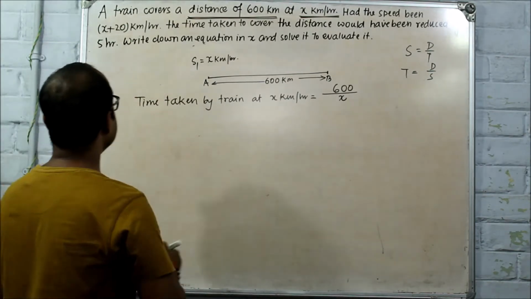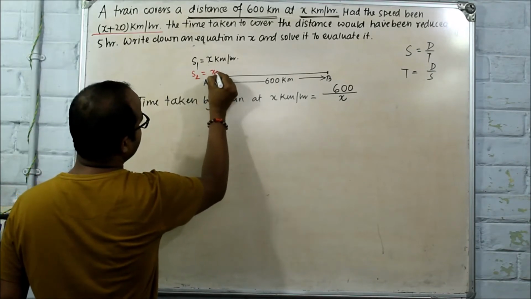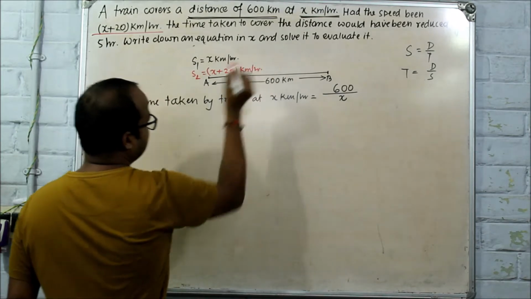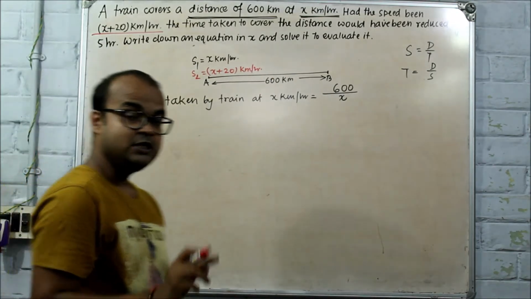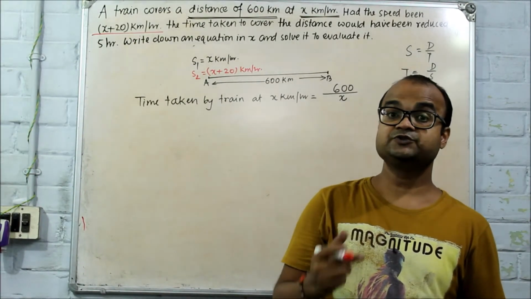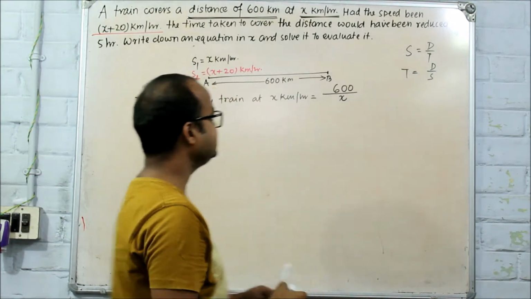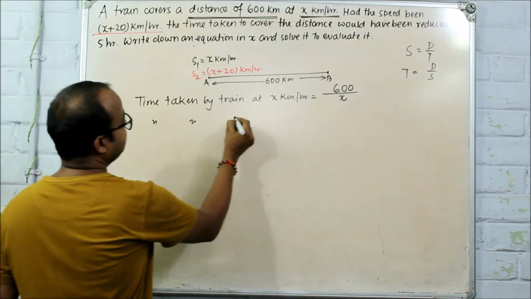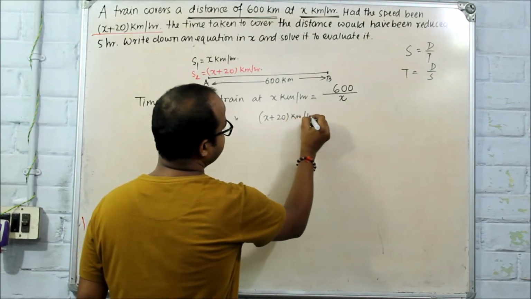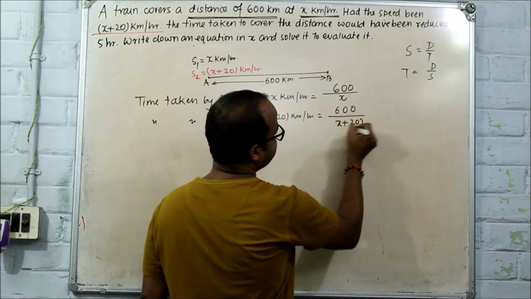Had the speed been x plus 20 km per hour, the second speed is x plus 20 km per hour. The distance remains the same. If you increase the speed, the time taken will be less than in the previous case. So the time taken by the train at x plus 20 km per hour is equal to 600 by x plus 20.